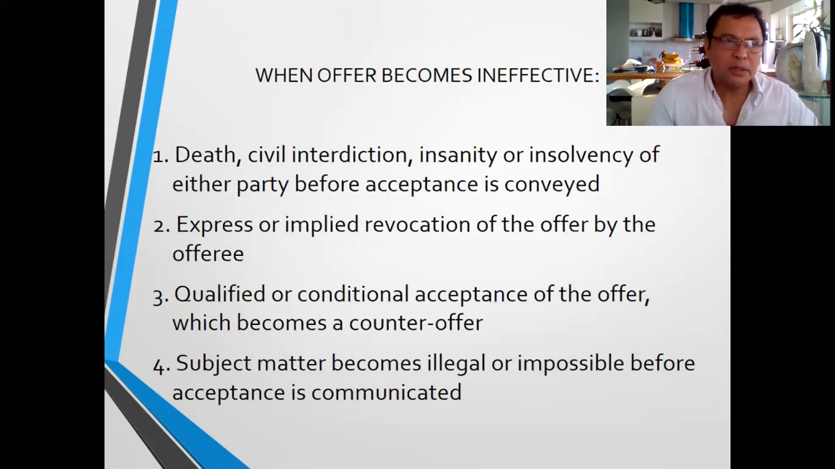So if the subject matter, for example, is firecrackers, you want to buy a firecracker for say 1 peso each. Then before acceptance was made, a decree was handed out by the president making firecrackers illegal. Therefore, the offer becomes ineffective.